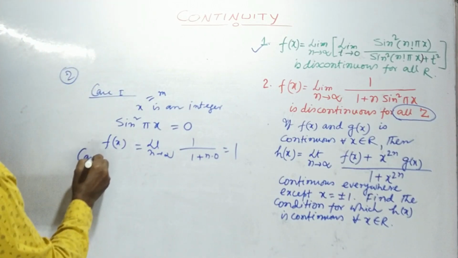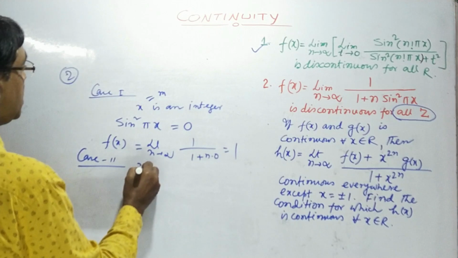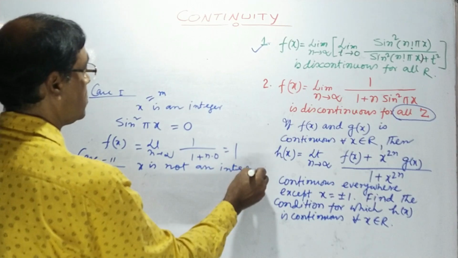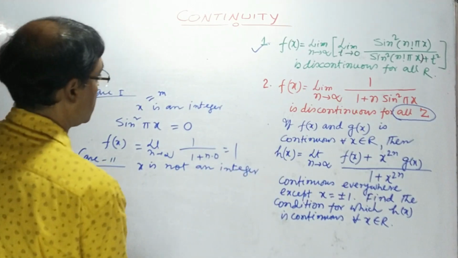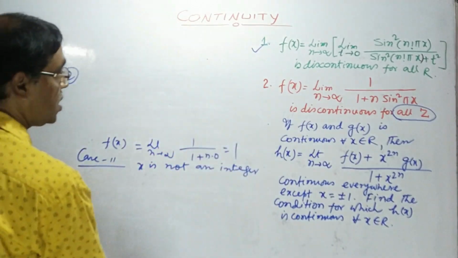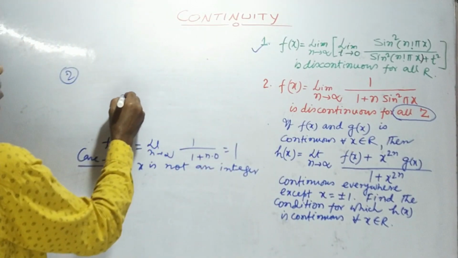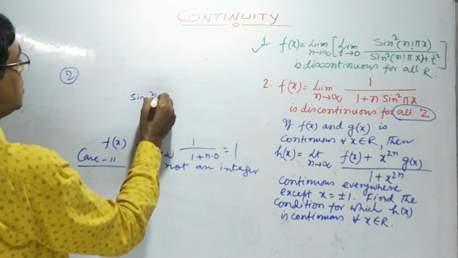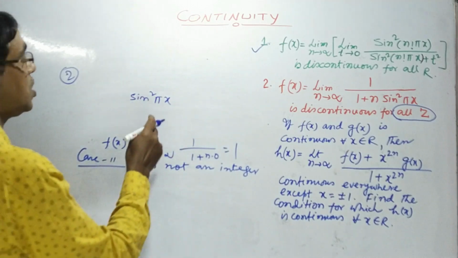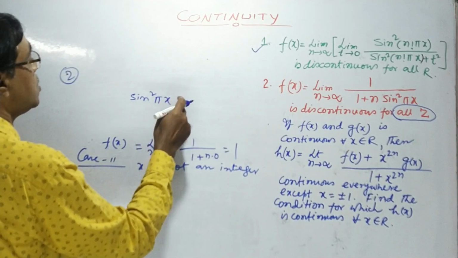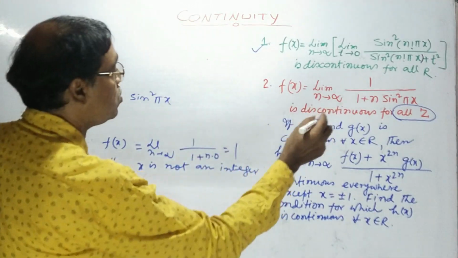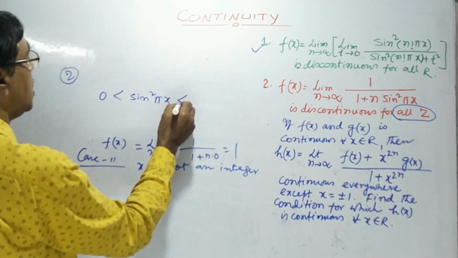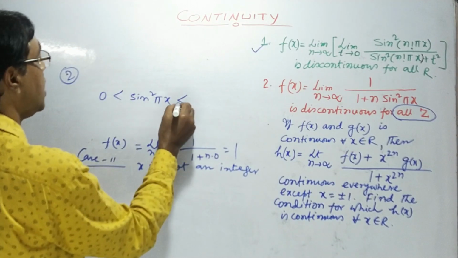And case 2: when x is not an integer. In this case, what is the value of sin square pi x? Sin square pi x is always greater than 0 and less than or equal to 1.